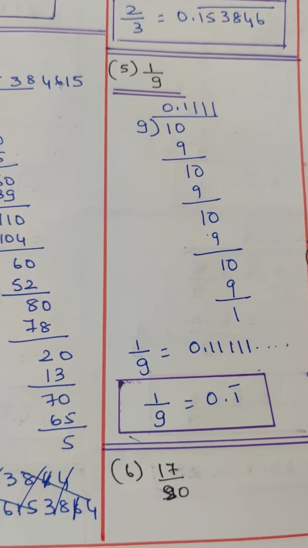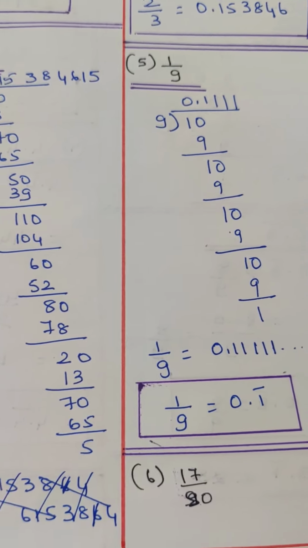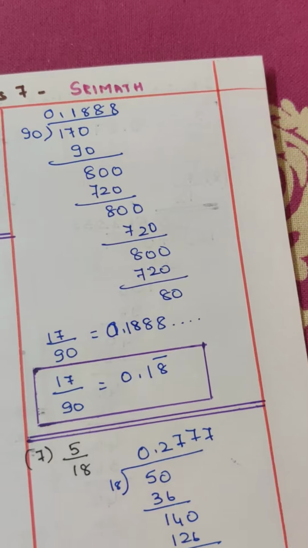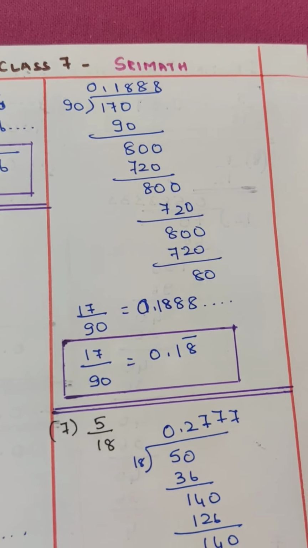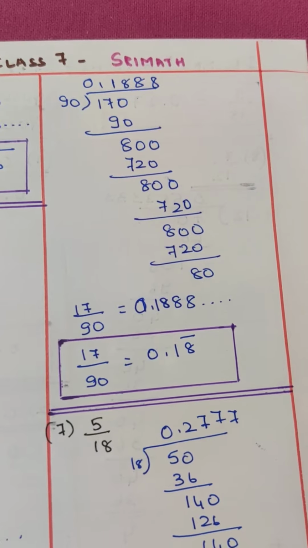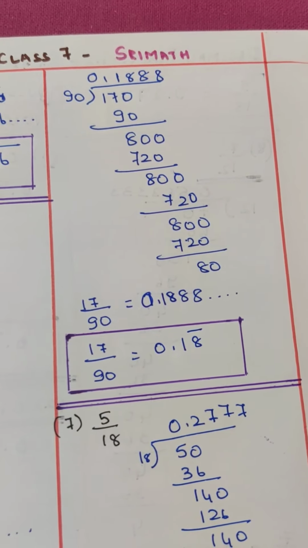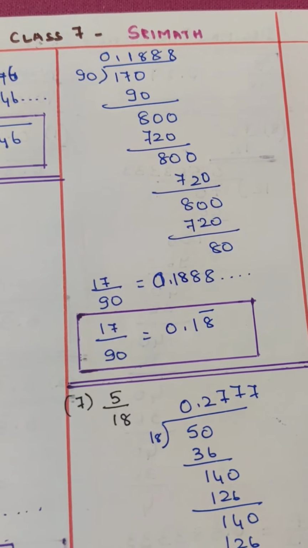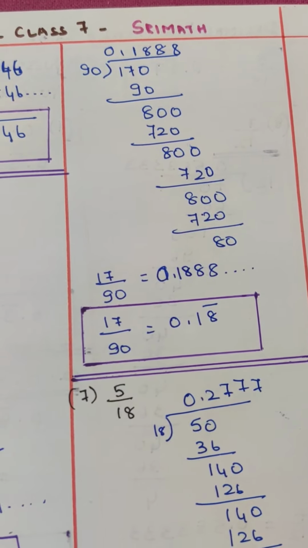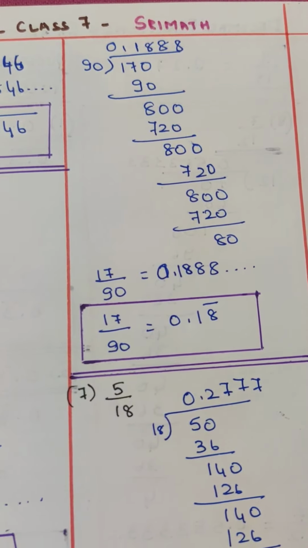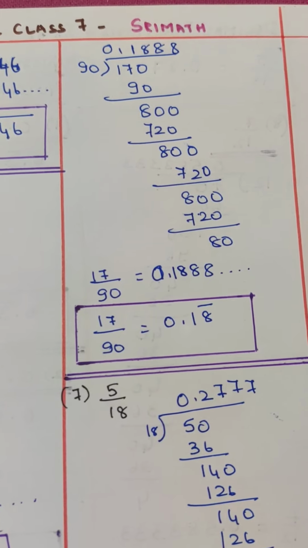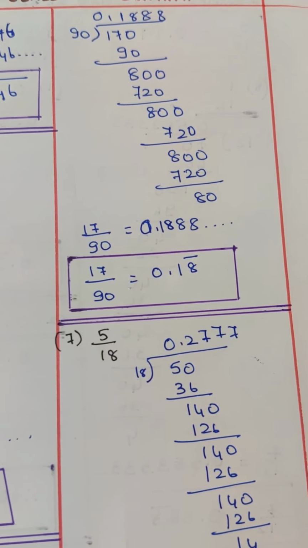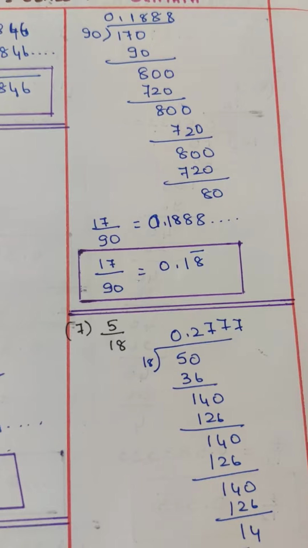The next one is 17 by 90. 17 by 90 is 170. 17 doesn't go, so you put a point in the quotient. 90 1s are 90, the remainder is 80. You put a 0. 90 8s are 720, again 80 is the remainder, again you put a 0, and it goes on. Therefore 17 by 90 is equal to 0.18888. Therefore 17 by 90 is equal to 0.18 and you just put a bar on 8.